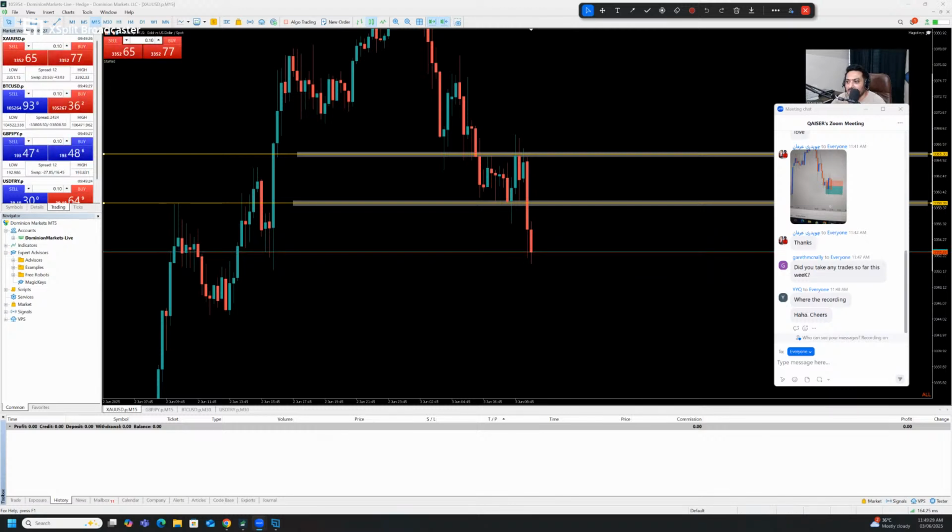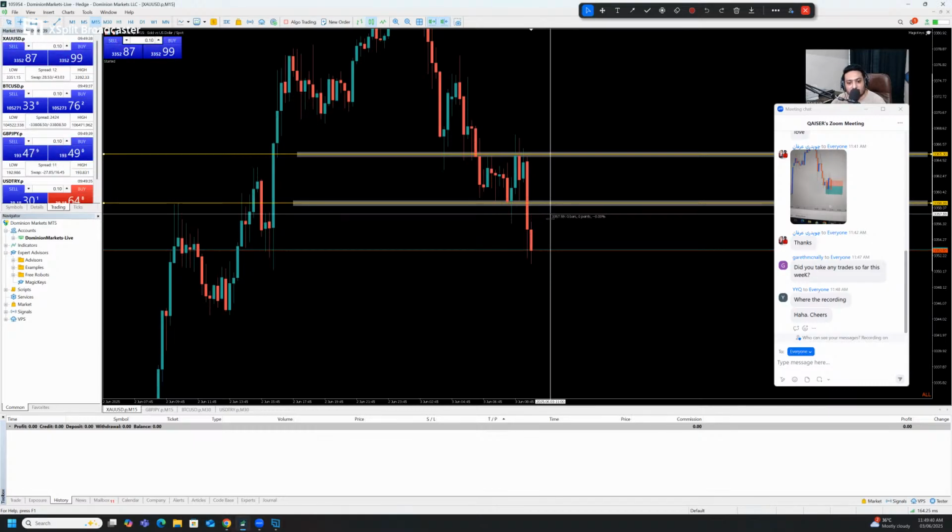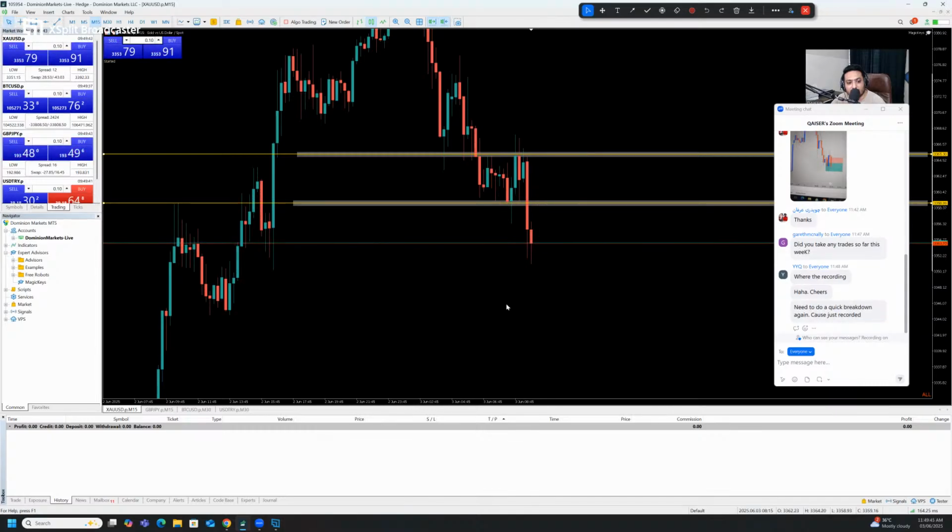Alright, so I'm just waiting here. Let's see. Look at this one. It never let us execute on this structure, and it just broke the structure and is continuously pushing to the downside. Now I just need to wait for some new structure to be formed.